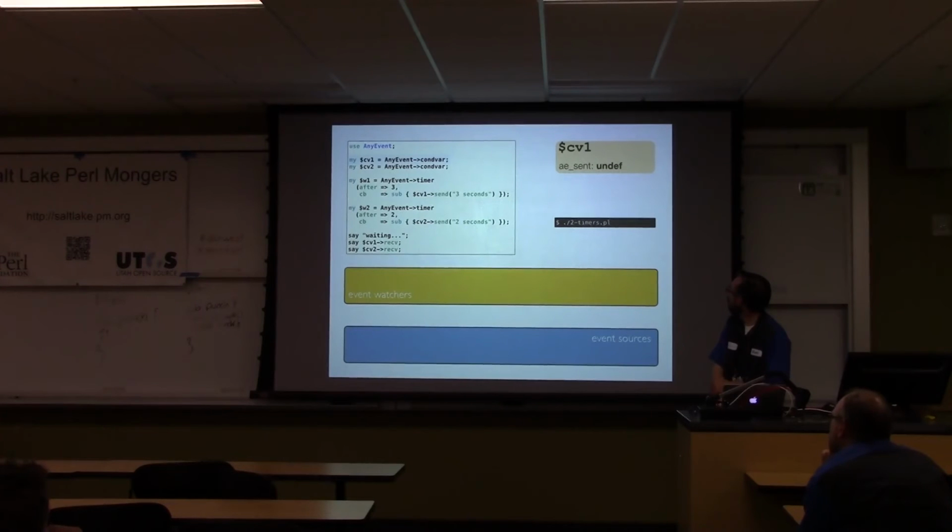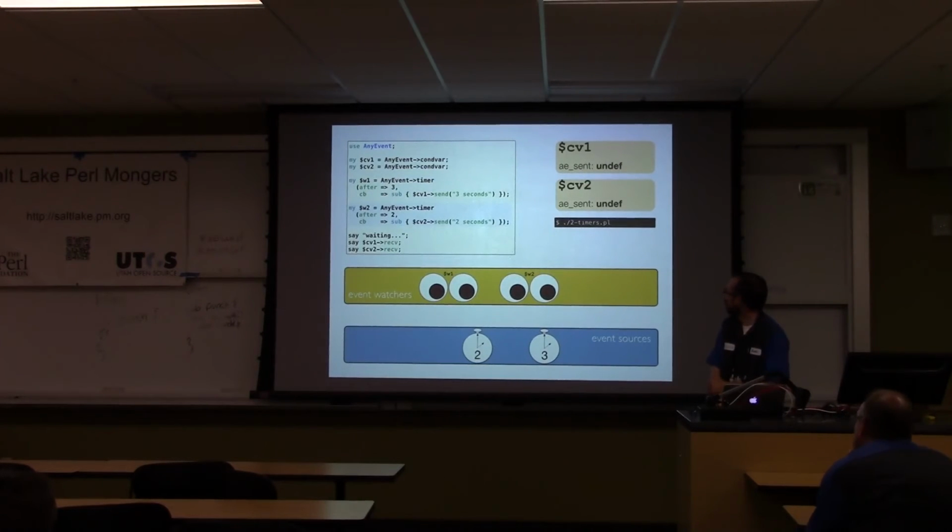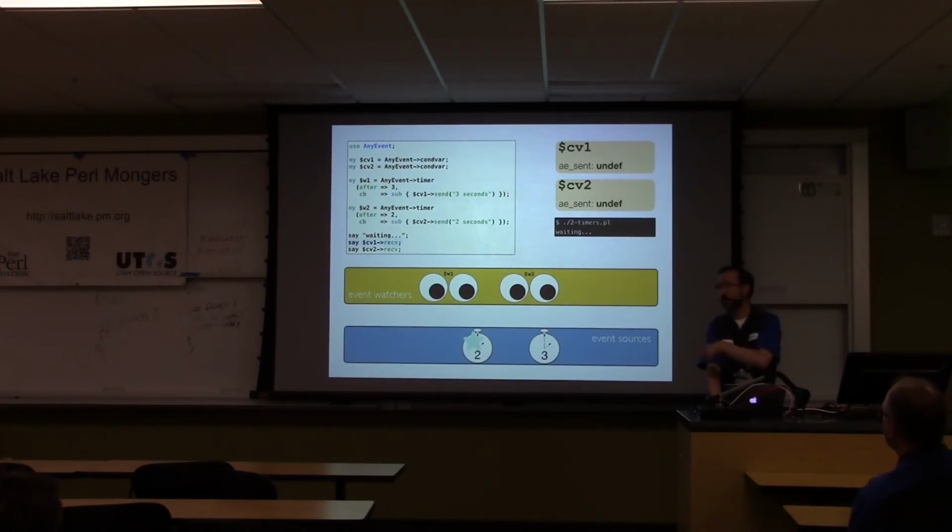We run two timers. We create one condition variable whose AE sent is set to undef. Create another condition variable. We set a timer and a watcher for one of them, and another timer and another watcher. Now the second timer is the quicker timer. It's going to happen faster, but in this case, we're going to be polling on the first one. Now our event loop starts and it goes around and around. And after 2 seconds, it notices that this one fired. This is the event loop. The convar is not doing anything. It's just running the loop.